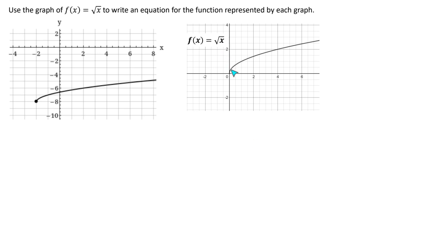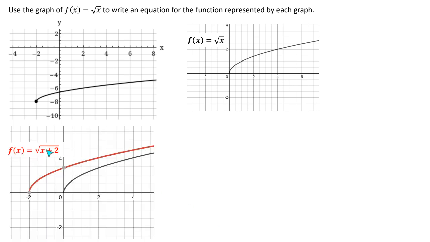So what I can do is write my square root, and if it's helpful, you can sketch the parent function. And now we want to see what do we need to do to this parent function so that it lands on this graph over here? Well, we can see that the graph was shifted down, and then it was shifted to the left. Okay, so now we can start adding those numbers in there.